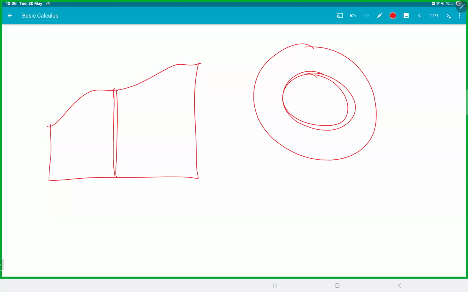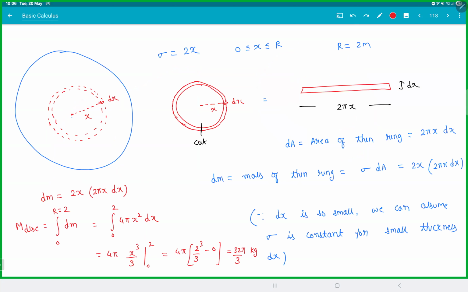Then I said, this thing is so small, this y coordinate, technically speaking, it looks like this. I said, you can ignore this piece here. I did the same thing. I said sigma is so small, you can assume sigma is constant here. So here the area was y into dx. Here the mass was sigma into area. Then I said integrate this, I'll get the total mass. Is the concept clear, everyone?